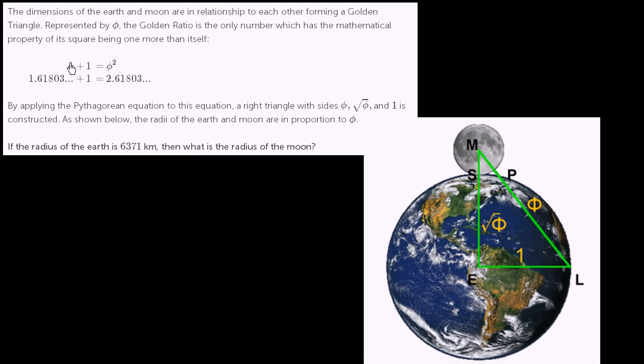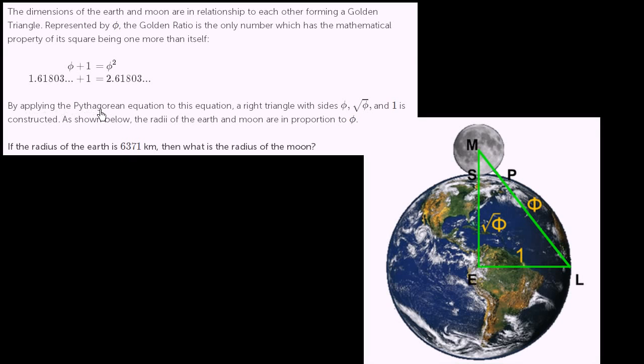So they say that phi plus 1 is phi squared, which is neat by itself. And this is where they just write out what phi looks like. So phi is approximately 1.61803. It keeps going on and on and on. Plus 1 is going to be 1.61803 on and on squared, which is 2.61803. So it's just another way of expressing this.